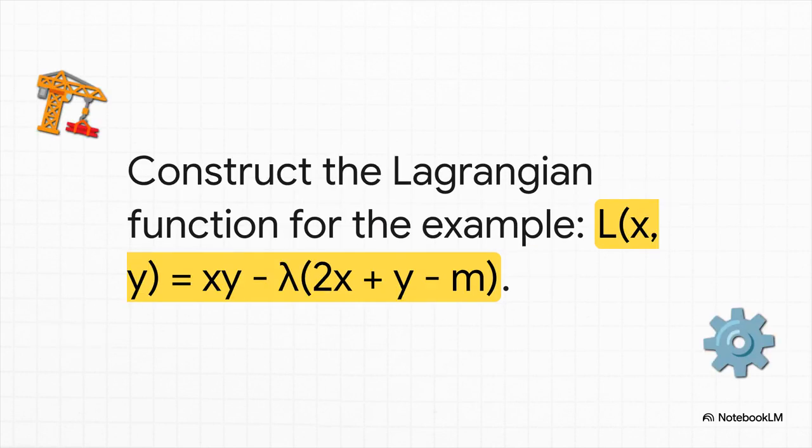Okay, step 1, just like our recipe said, we build the Lagrangian. We take our objective, xy, and we subtract lambda times our constraint, which we've just shuffled around to equal 0. And just like that, this one equation now holds every piece of information from our original problem.